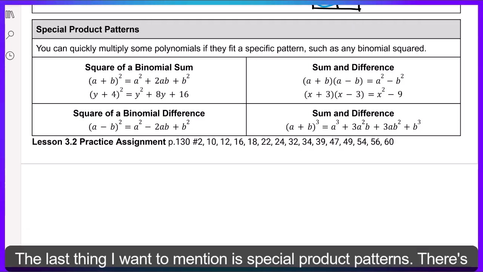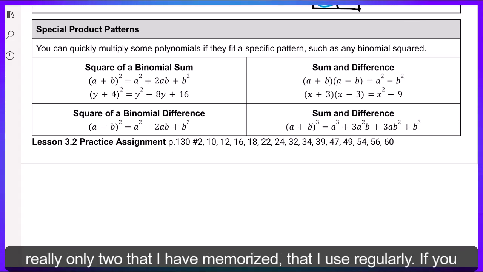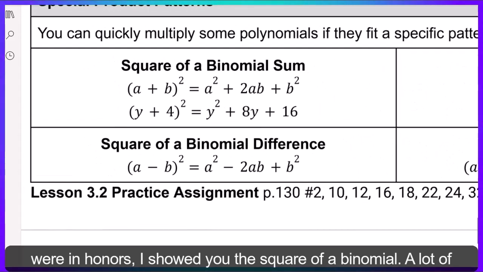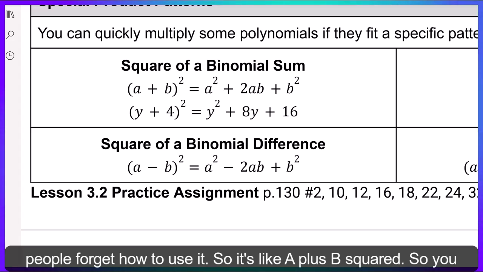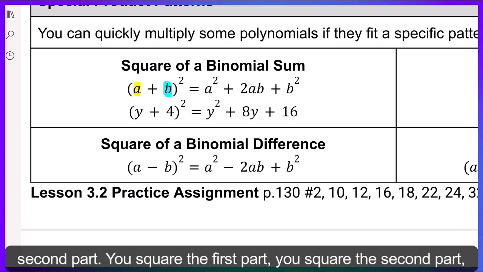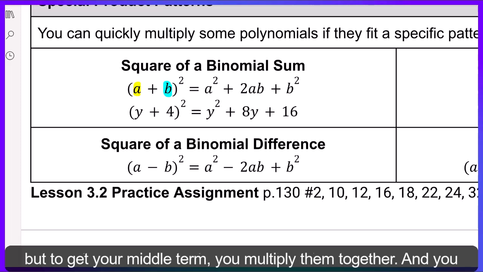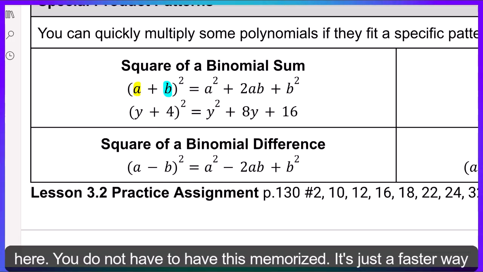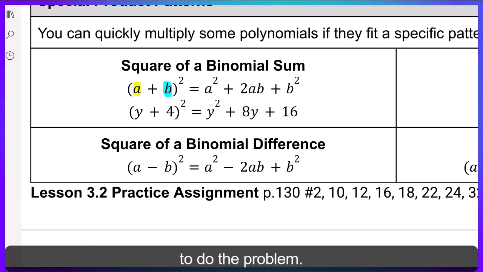And the last thing I want to mention is special product patterns. There's really only 2 that I have memorized that I use regularly. If you were in honors, I showed you the square of a binomial. A lot of people forget how to use it. So it's like a plus b squared. So you have the a, that's your first part, and then you have b, that is your second part. You square the first part, you square the second part, but to get your middle term, you multiply them together and you double it. That's where that 2 comes into play. Here's an example here. You do not have to have this memorized. It's just a faster way to do the problem.